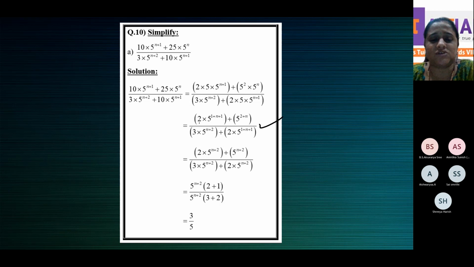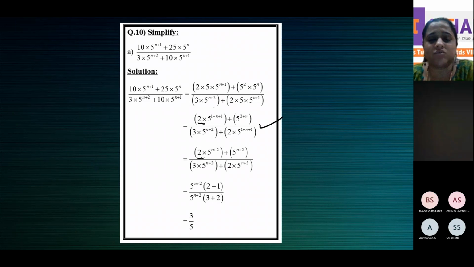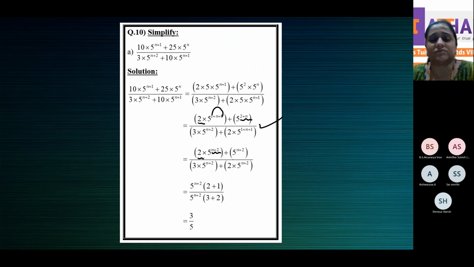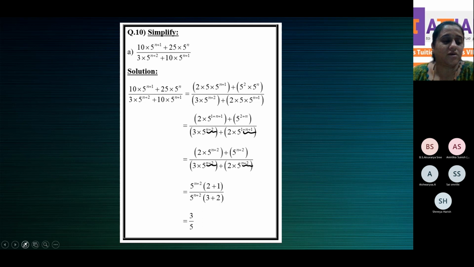In the third step, nothing much. 2 as it is. And then this 1 plus 1 is 2. So n plus 2. I'm writing n first. Everywhere I'm writing n first. So here also n plus 2. Here also n plus 2. And this is also n plus 2. So you see that 5 to the power n plus 2 is common in the numerator.